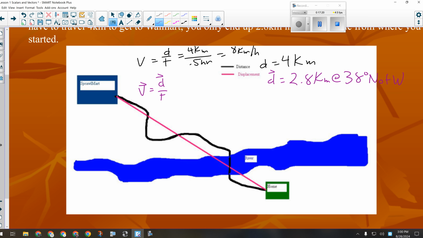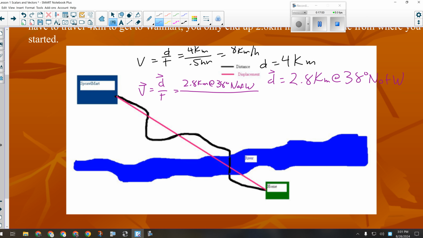Velocity is displacement divided by time. Do I know my displacement? Yeah. It's on there, right? It's 2.8 kilometers at 38 degrees north of west. Okay, how long did that take me? Time's the same, right? Doesn't matter that I didn't actually travel this line, it still took me a half an hour to do it. Okay?